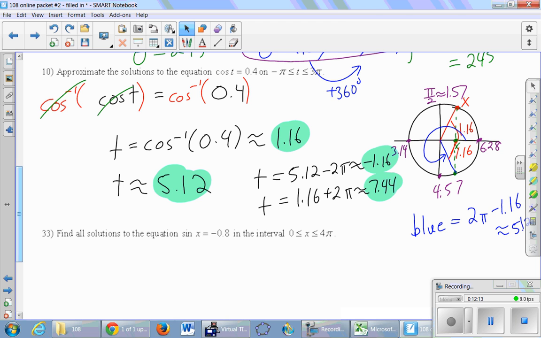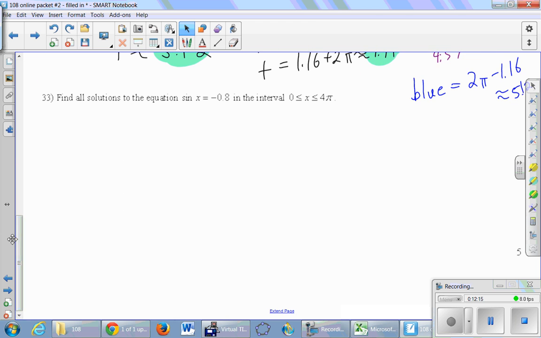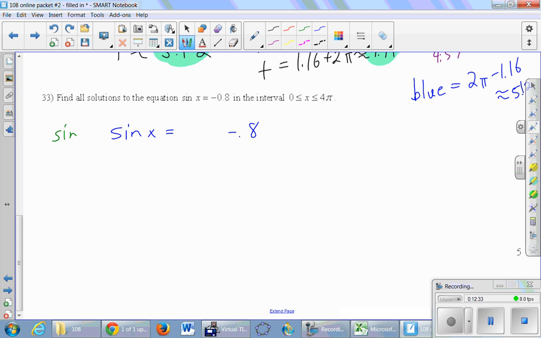33. Find all solutions to the equation sine x equals negative 0.8 in the interval 0 to 4 pi. Okay, again, negative 0.8 is not a nice angle on the unit circle, so we're using inverse trig. Leave the space. Fill the space. Cancel. And then rewrite the equation.